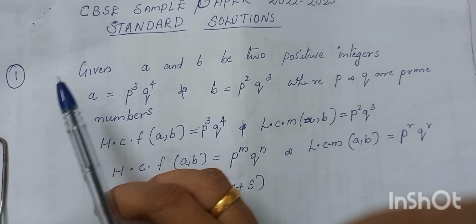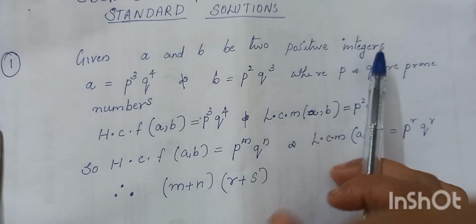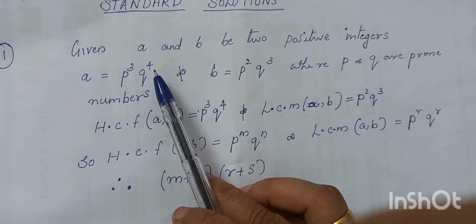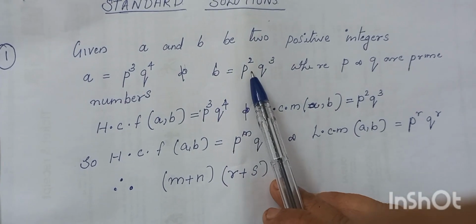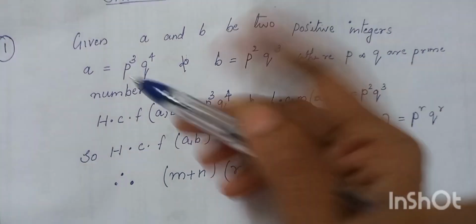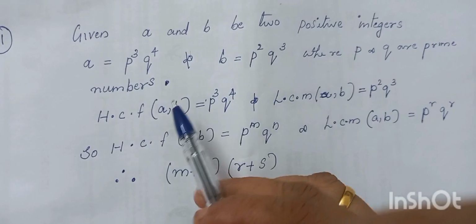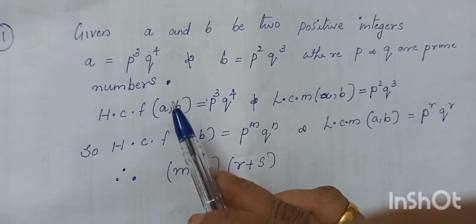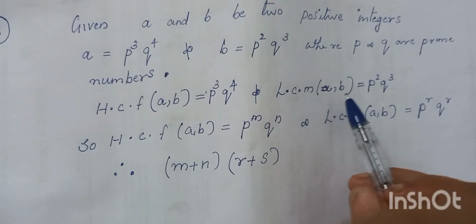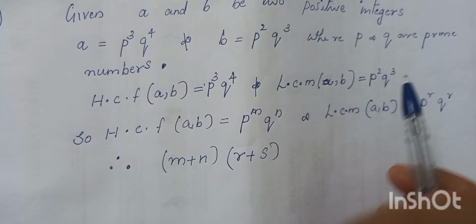Okay. First, given a and b are two positive integers. What is a here? a is equal to p cube q raised to 4 and b is equal to p square q cube, where p and q are prime numbers. Then HCF of a, b is equal to p cube q raised to 4, and LCM of a, b is also given, which is equal to p square q cube.